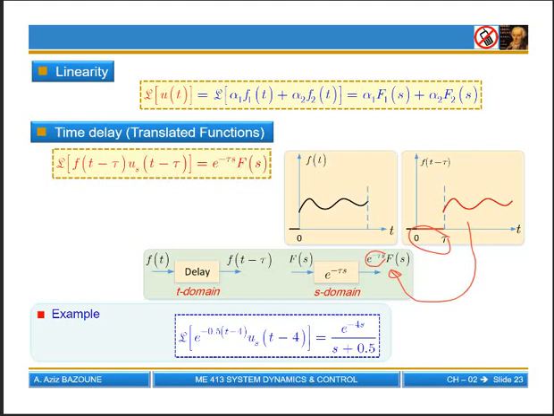This one starts at time t equal to 0. This is an example. If you want to apply this one, you shift it. So exponential minus 0.5 times (t minus 4) starts at 4. This is a step function that starts at t equal to 4, so we have exponential minus 4s, and then s plus 0.5.